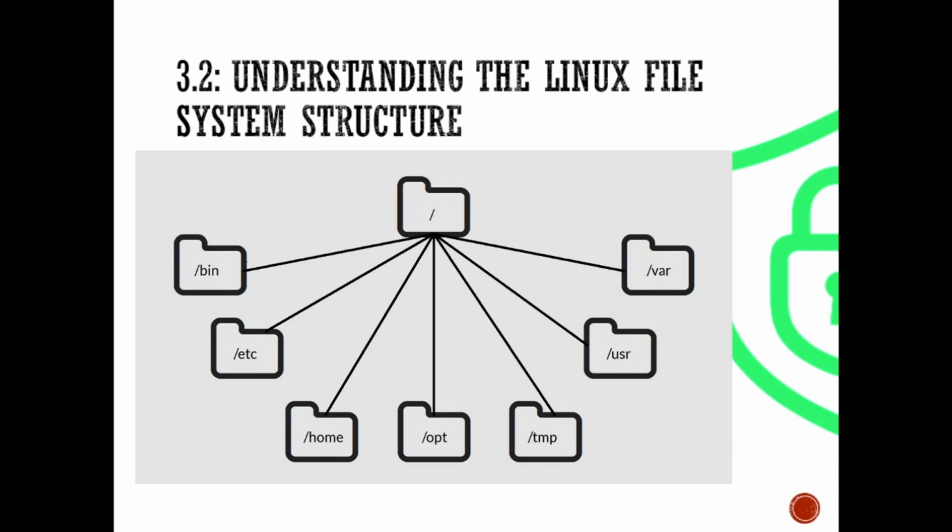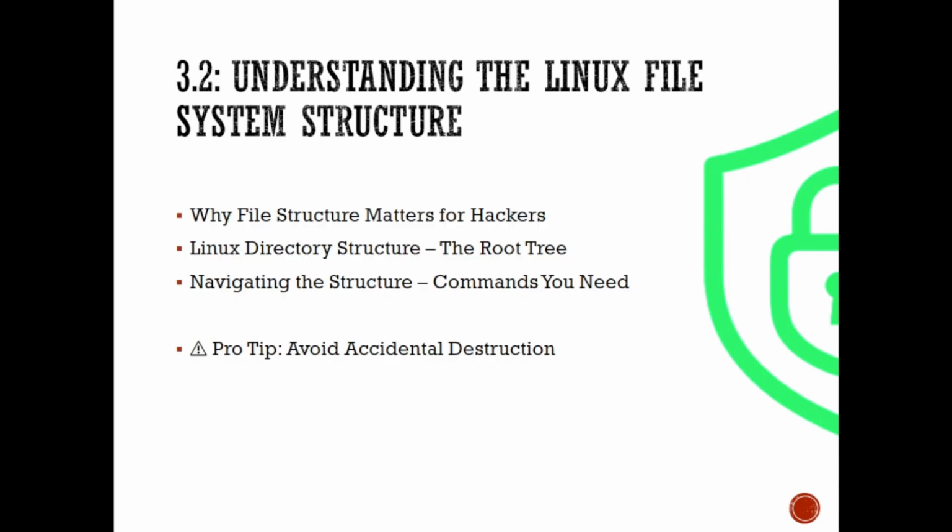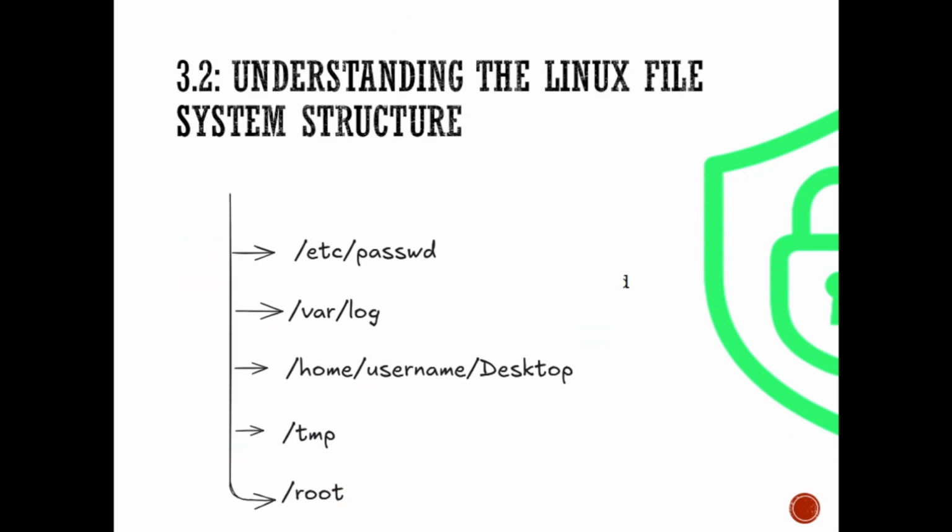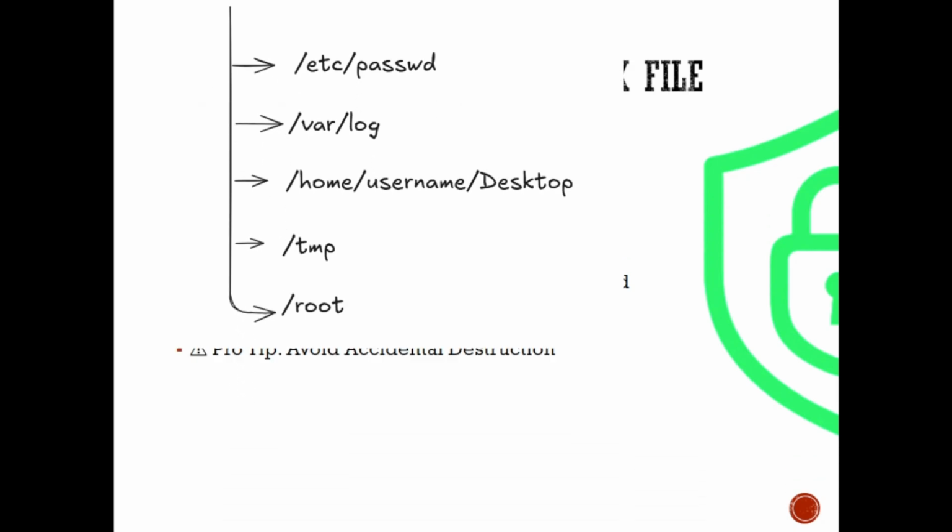/var/log is a goldmine. Hacker hotspots: when you pop a shell on a target system, these are key locations to check. /etc/passwd and /etc/shadow: user credentials. Logs that may expose activity. /home/username: desktop, sensitive user files. /tmp: temporary scripts or files being used. /root: access only with privilege escalation.